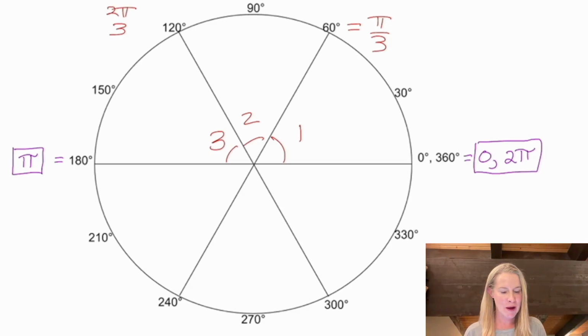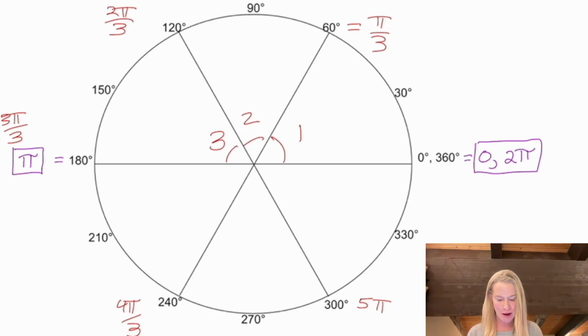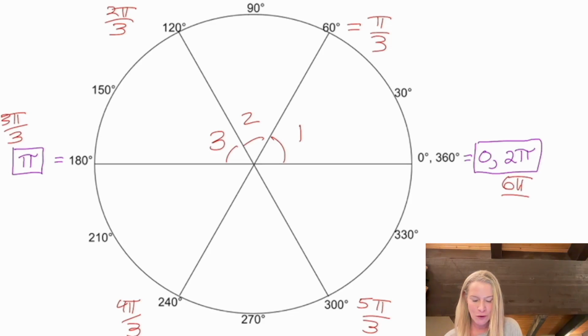120 is 2 pi over 3. 180 is 3 pi over 3. 240 is 4 pi over 3. Here we have 5 pi over 3. And lastly, full circle, 6 pi over 3, which reduces to 2 pi.